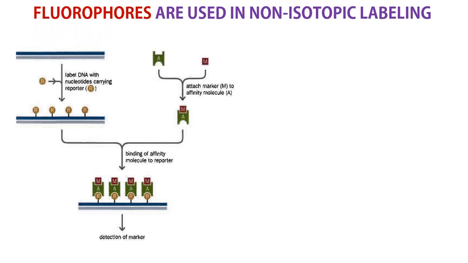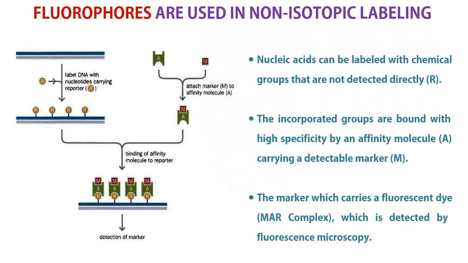Fluorophores are used in non-isotopic labeling. Nucleic acids can be labeled with chemical groups, R, that are not detected directly. The incorporated groups are bound with high specificity by an affinity molecule, A, carrying a detectable marker, M. The marker carries a fluorescent dye, and the marker complex is detected by fluorescence microscopy.